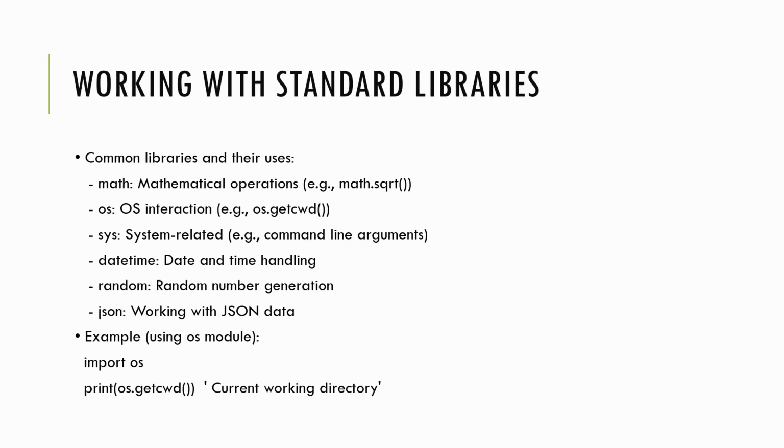Python's standard library includes a variety of useful modules. The os module allows us to interact with the operating system. sys helps us manage system-specific parameters. datetime handles date and time, and random generates random numbers. Here's an example of how you can use the os module to get the current working directory. import os, followed by print(os.getcwd()).